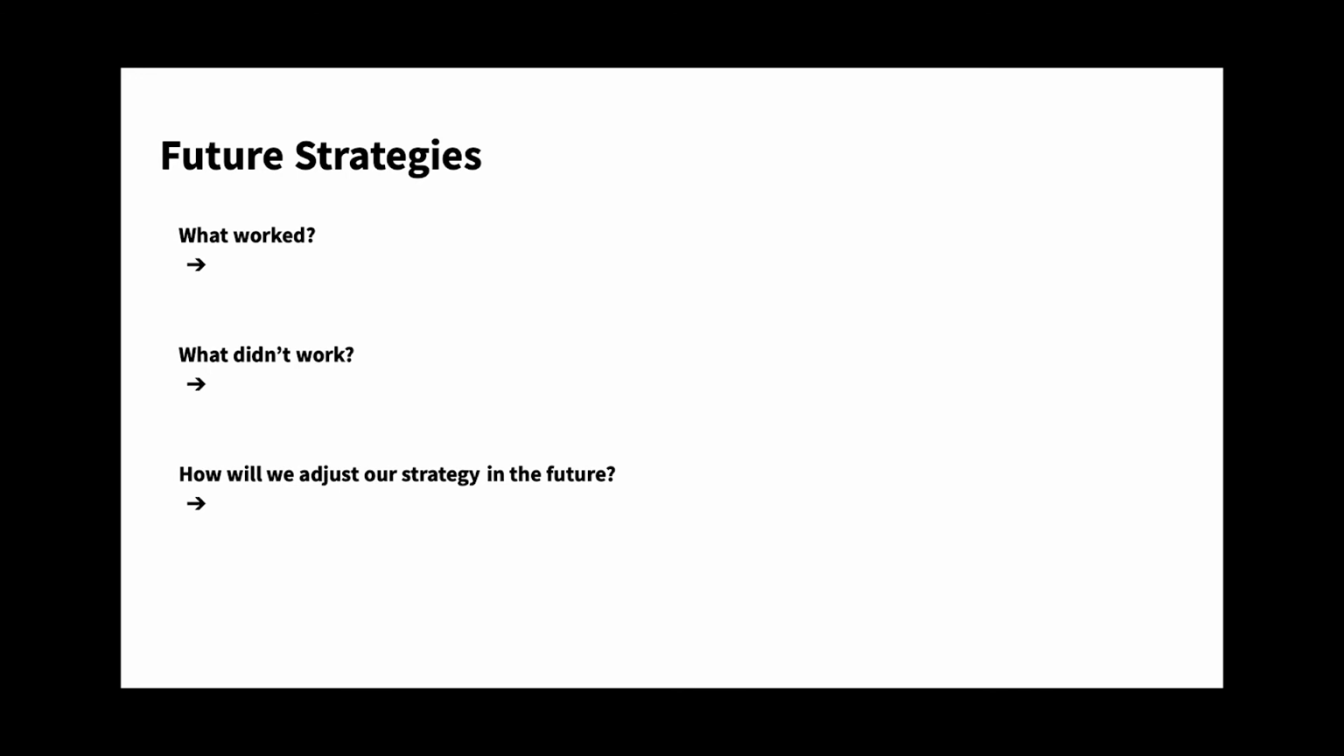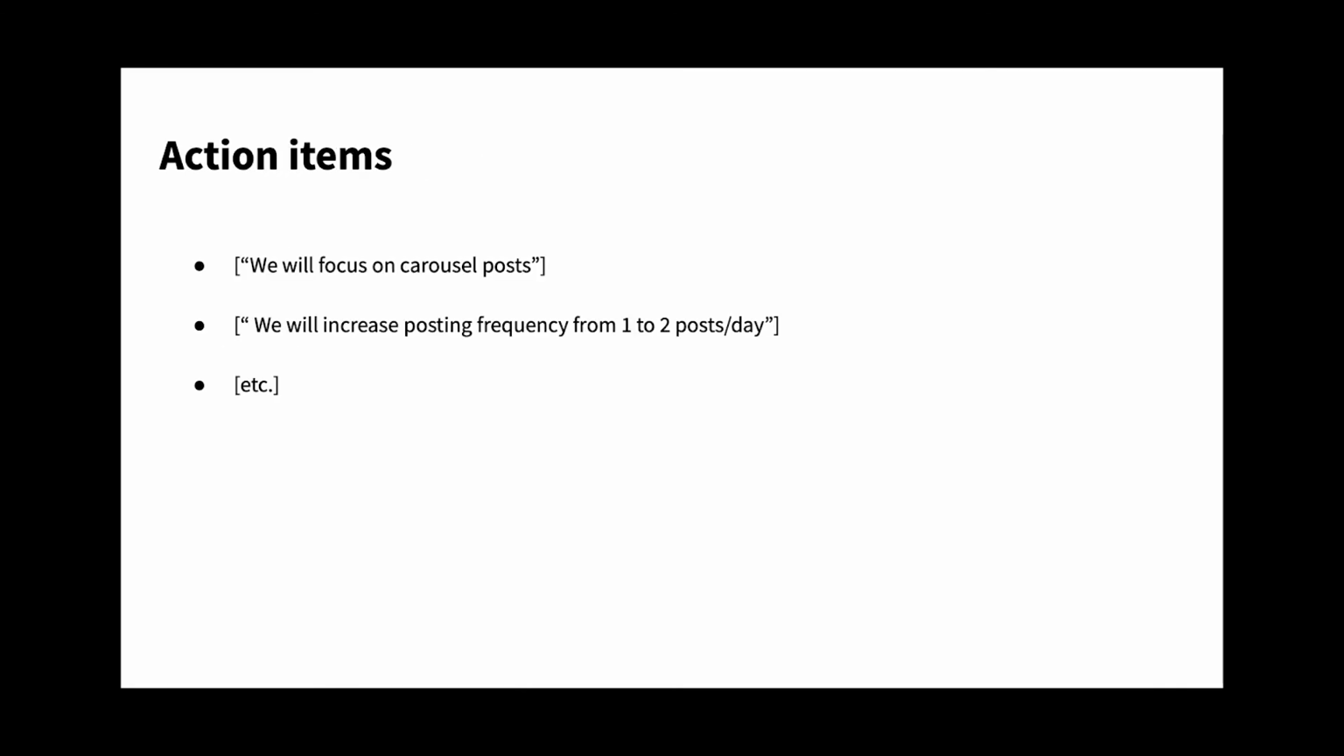For example, maybe in the following month you want to focus more on carousel posts because that's what you identified performed best in the previous month. Or you can also decide to increase posting frequency from 1 post a day to 2 posts a day, or you can even go ahead and experiment with new types of content or different ways to engage with your customers.